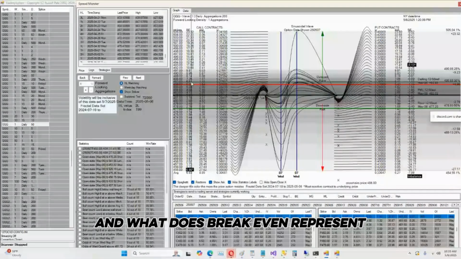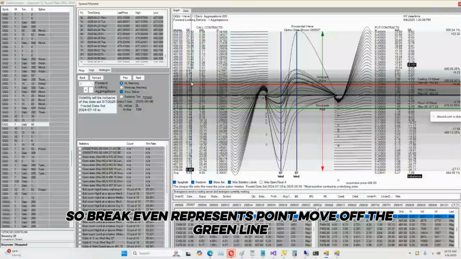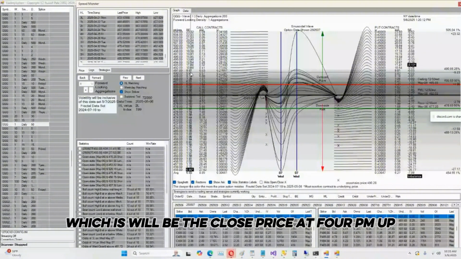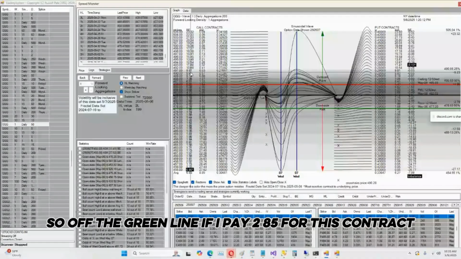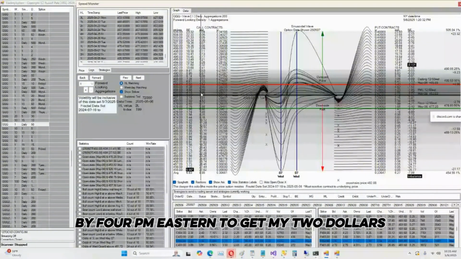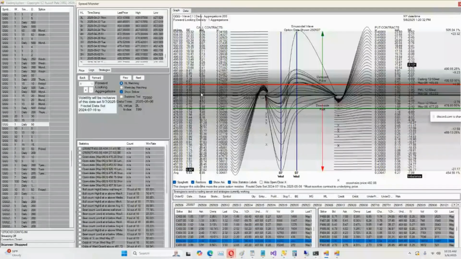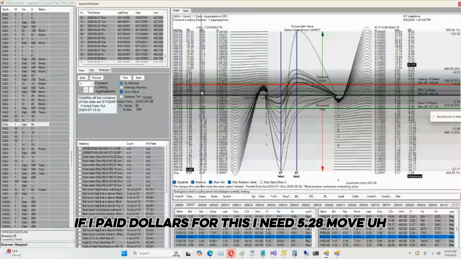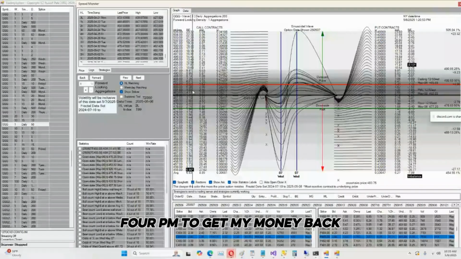And what does break even represent? So break even represents the point move off the green line, which will be the close price at 4 p.m. up. So off the green line, if I pay $2.85 for this contract, I need a 4.13 move up from the close by 4 p.m. Eastern to get my $2.85. If I pay $2.40, 6.8 move up. If I pay $2 for this, I need a 5.28 move up by 4 p.m. Eastern to get my money back.